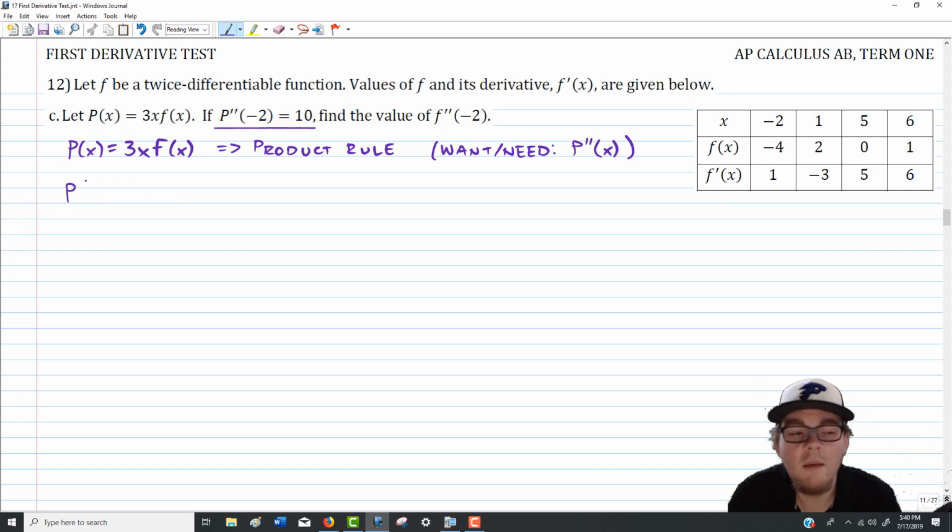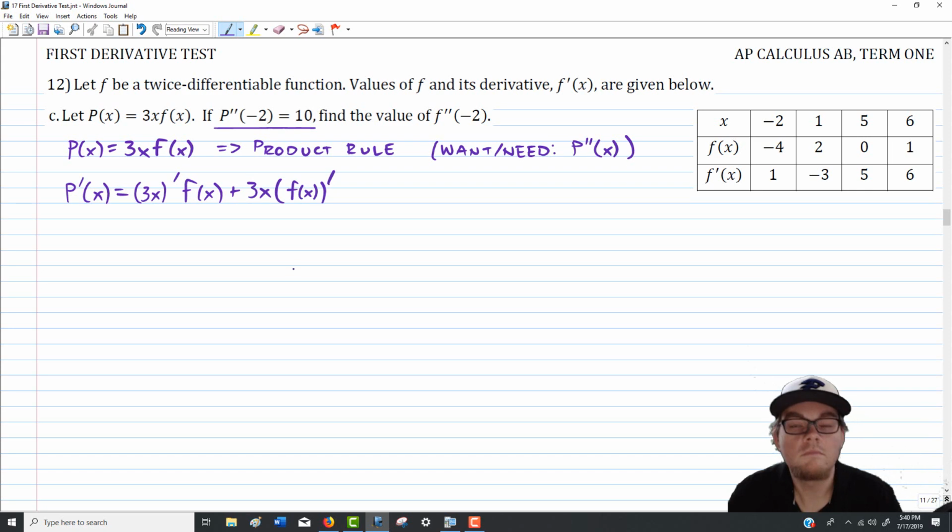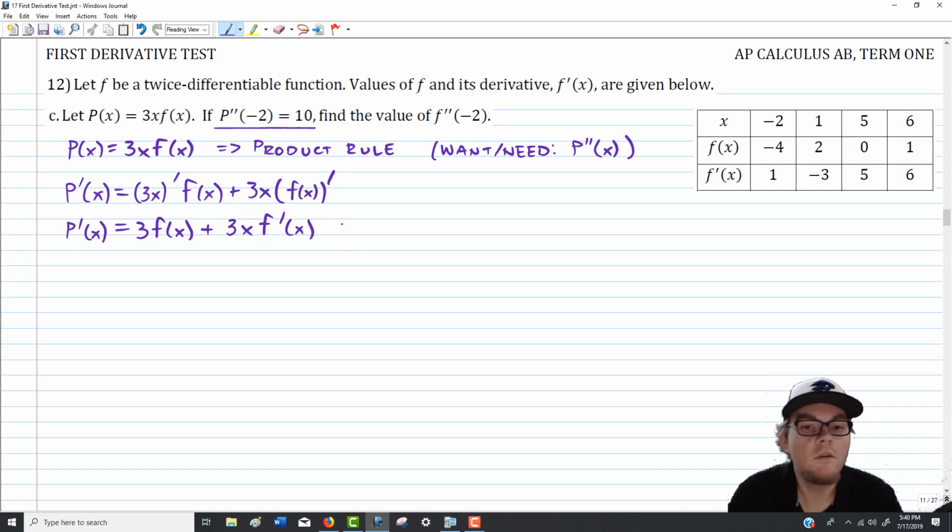Well, of course, we can't get to p double prime without first getting to p prime. So I'm going to find p prime first using the product rule. And we haven't done product rule in this assignment yet, so that's going to be the derivative of 3x times f of x plus 3x times the derivative of f of x. Pretty clean, right? That's going to be equal to 3f of x plus 3x f prime of x. Now, normally we'd stop and say, yay, look at us, we did a good job, let's plug in and find our derivative value. But remember, we want p double prime.